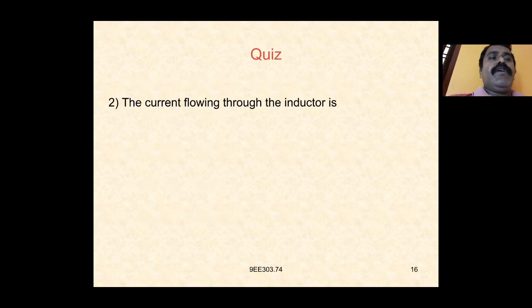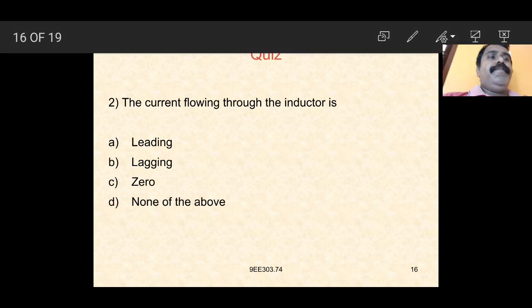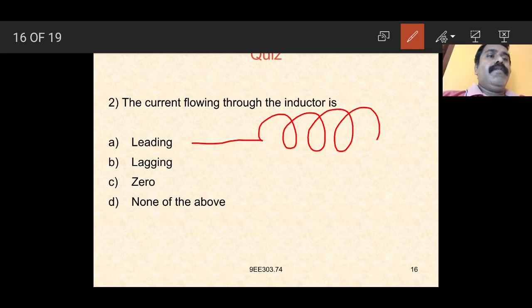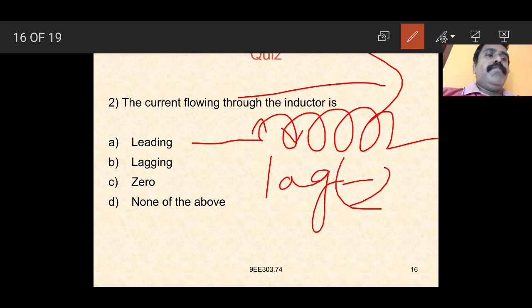The current flowing through the conductor is leading, lagging, 0, or none of the above. Here, where the inductance is connected, inductance is nothing but that which opposes the rise or fall of the current, therefore it can be taken as a lag, that is, negative lag.